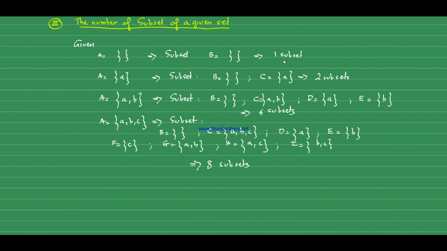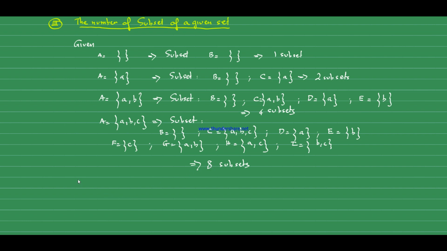So we have one subset, we have two subsets, we have four subsets, this is 8 subsets. So it looks like that, given a set, we can find the number of subsets by raising base 2 to the n power.